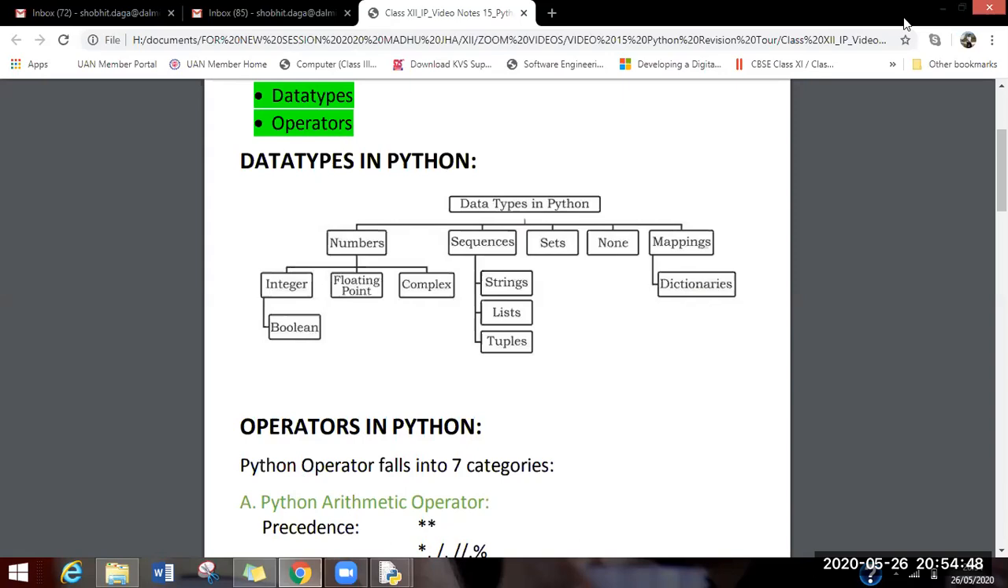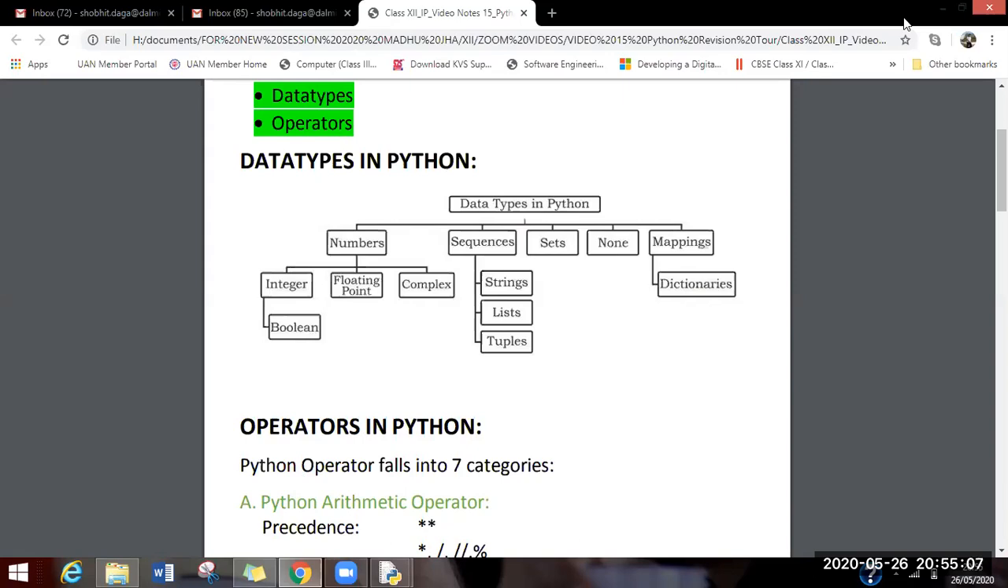Mappings. Mappings are nothing but key value pairs, which are established through dictionaries in the case of Python. In the case of mappings, there will be a key and a value that will be associated with the key. So dictionaries are the very common way through which you establish mappings in Python.